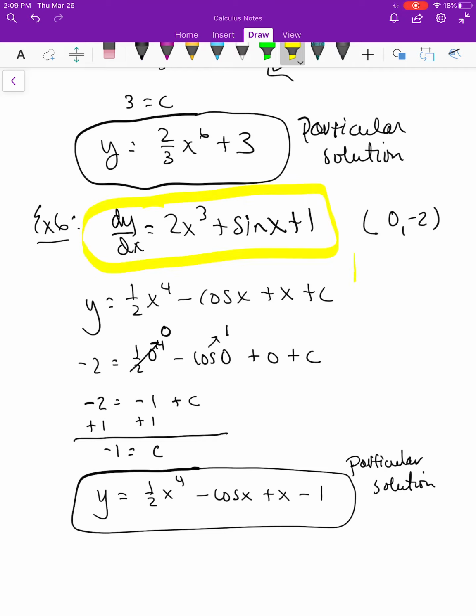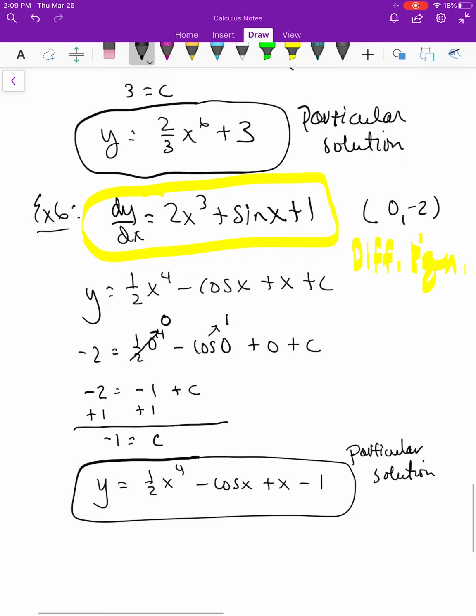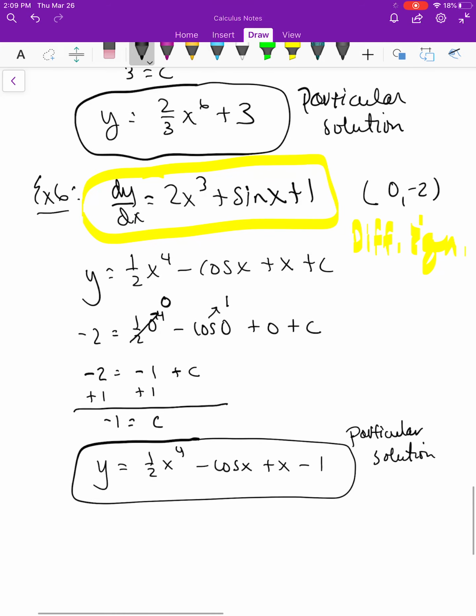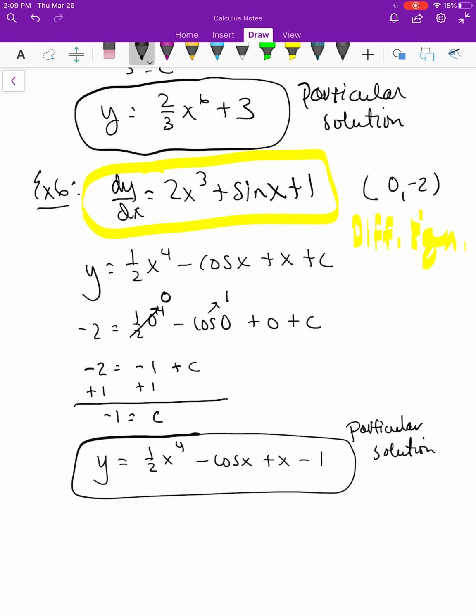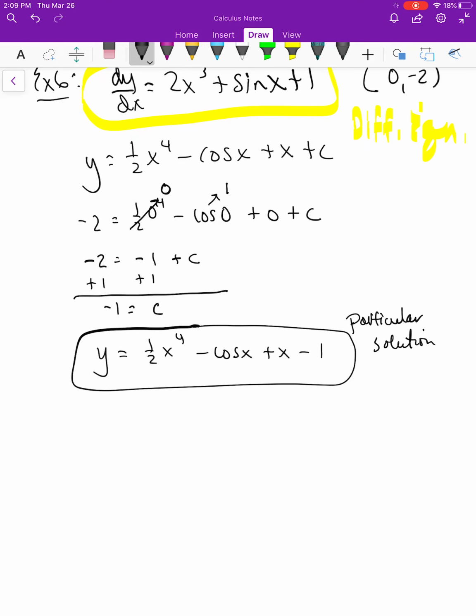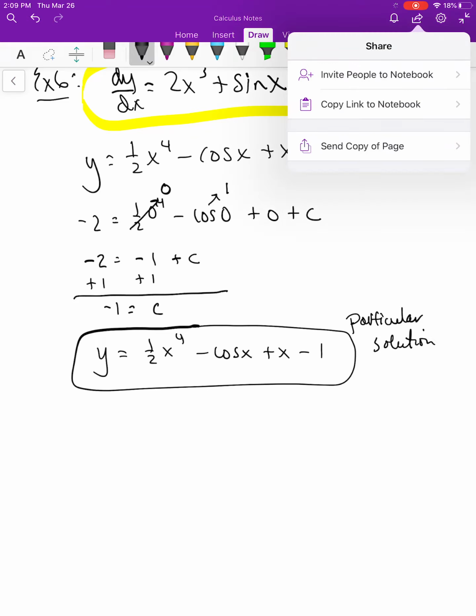So I put -1 in for c, and that is my particular solution to that differential equation. Okay, because like I said, this right here is your differential equation. Okay, and that point is an initial value. And so those are called initial value problems, and you're solving a differential equation by telling me what function that would have been.